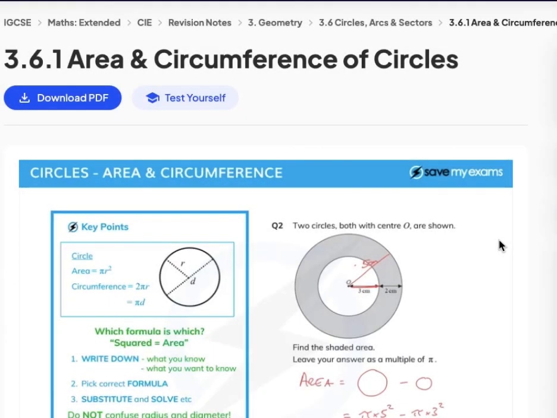To Waidsum Academy. Today we're looking at geometry. And in geometry we're looking at the first part, which is the area and circumference of a circle.